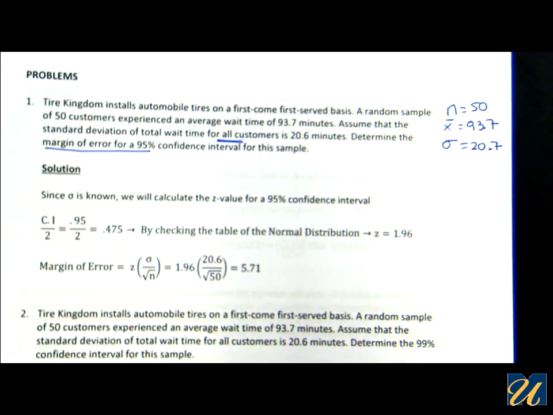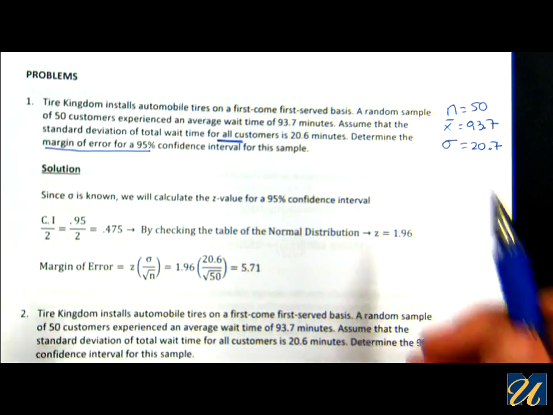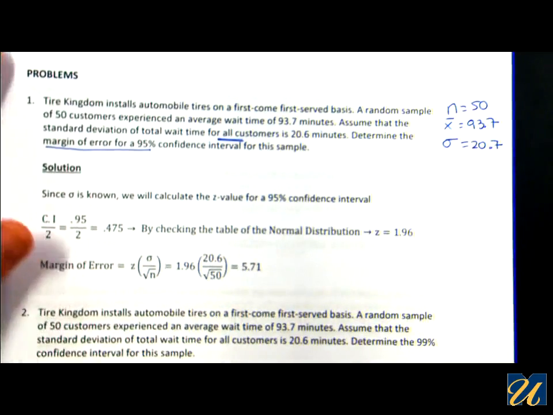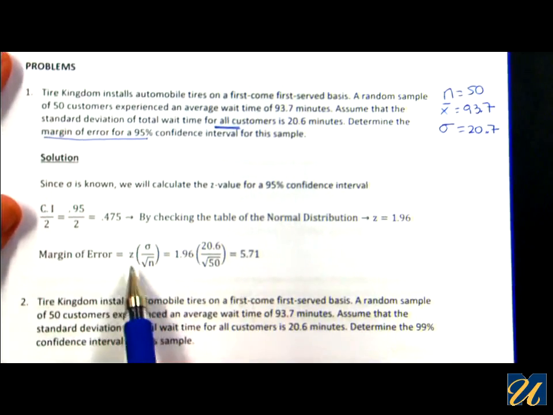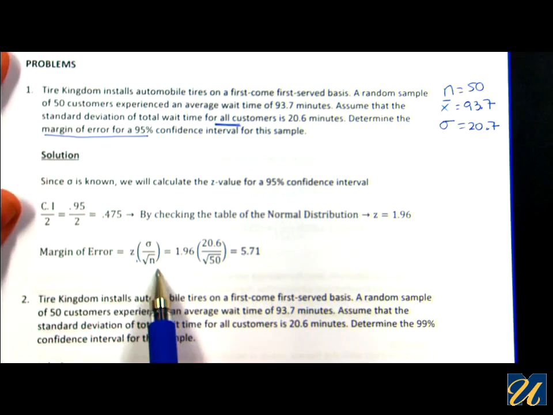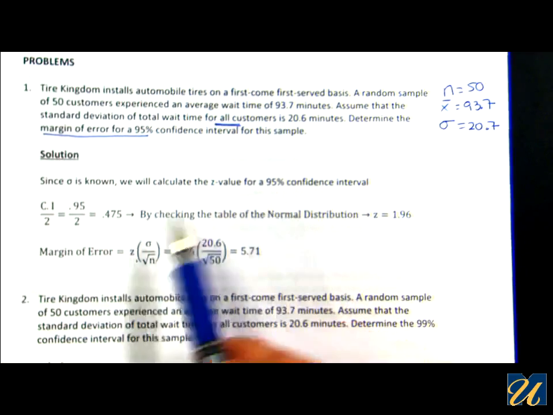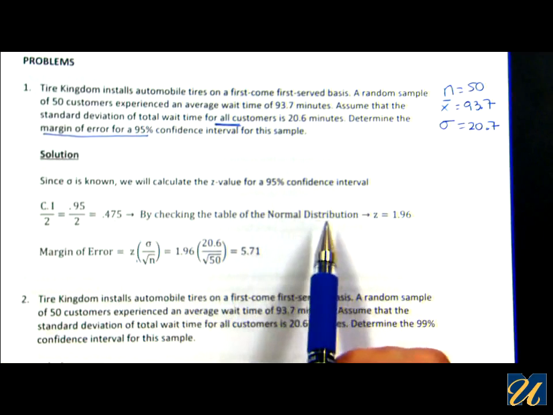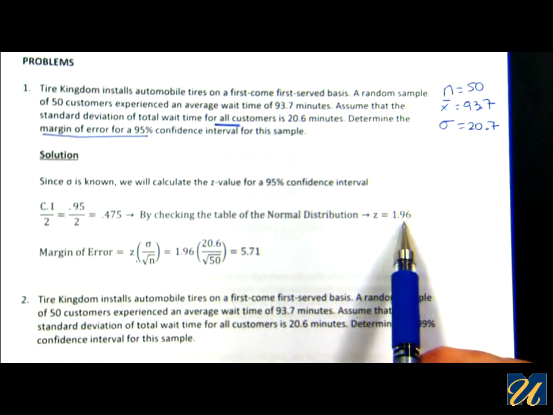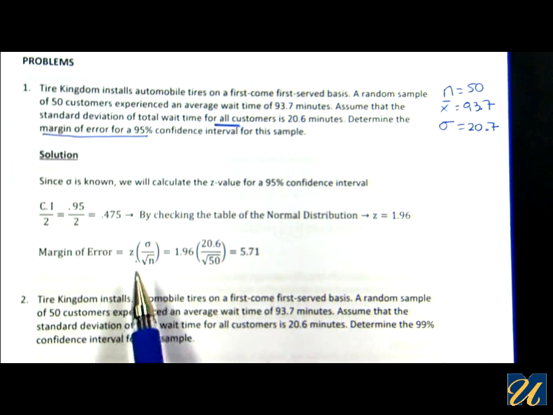Once again, in this chapter, more than any other chapter, it's very important to be able to identify accurately the information given to you in the problem. Since sigma is given, I know that I will have case 1. To find the margin of error, I will take z times sigma over square root of n. To find z, I will do 0.95 divided by 2, 0.475, and then I will check the z table. As we mentioned before, the corresponding z value is 1.96. Therefore, the margin of error will be 5.71.